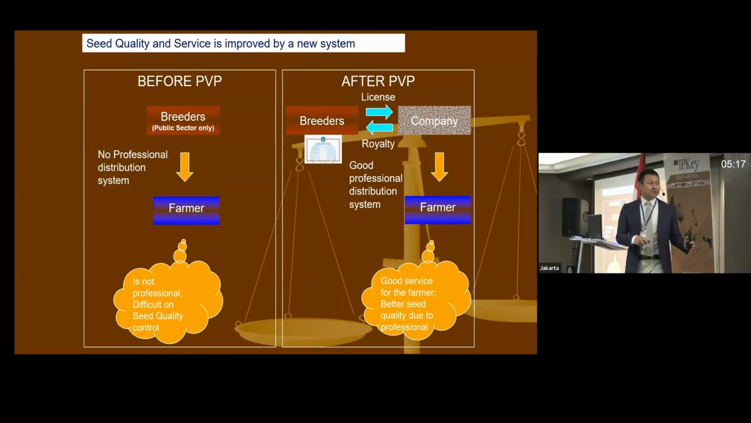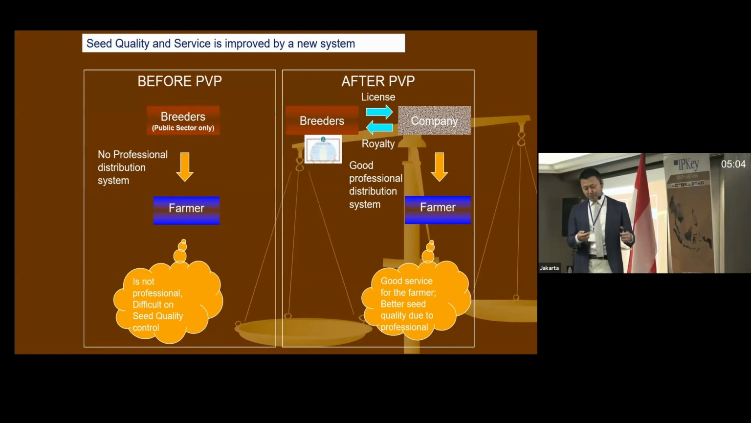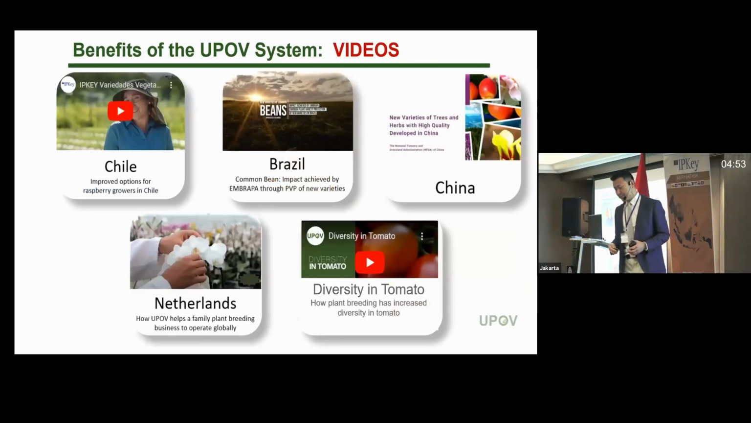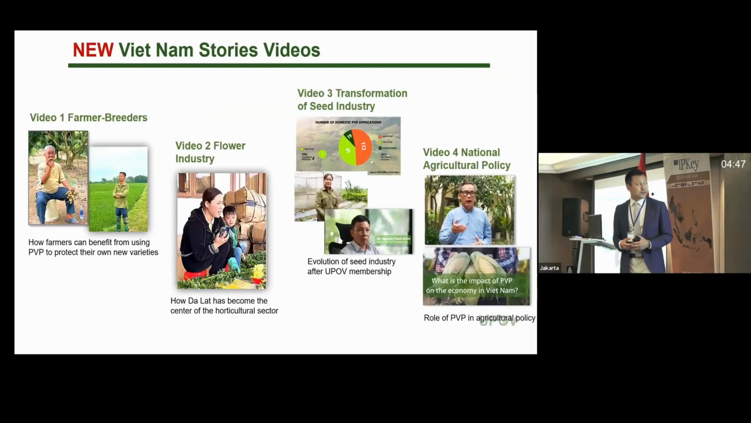So these things happen after the PBR system was introduced, because breeders can give a license to the seed company, and the breeders concentrate on the development of new plant varieties. And we have other examples, publications, and also videos about those countries, and new videos were made available very recently, in August this year, in the case of Vietnam.